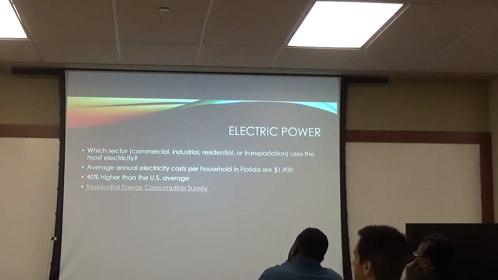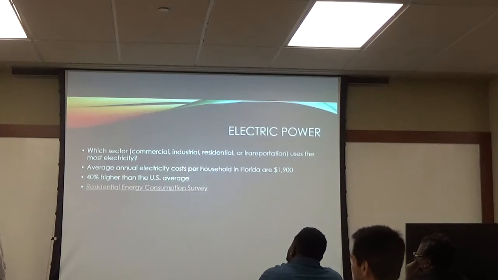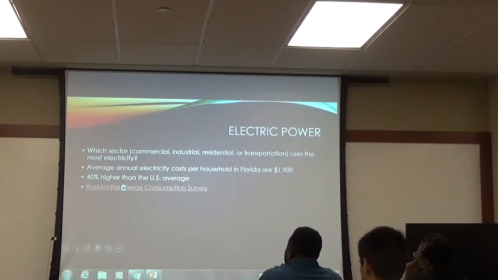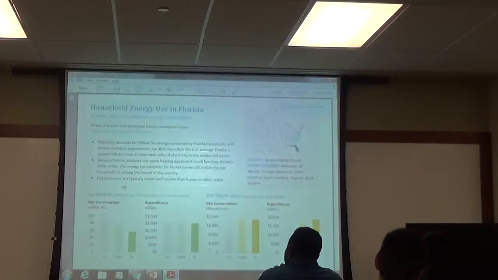So on average, that 1900 is actually 40% more than the US average. Anybody know why? Because it gets hot here, and we're running our air conditioners all the time. So that's part of it. Actually, that's most of the reason why.